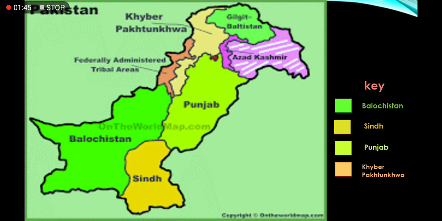You can see that there are 4 provinces on this map: Balochistan, Punjab, Sindh and Khyber Pakhtunkhwa. The capital of Pakistan is Islamabad, and Islamabad lies in the province of Punjab.